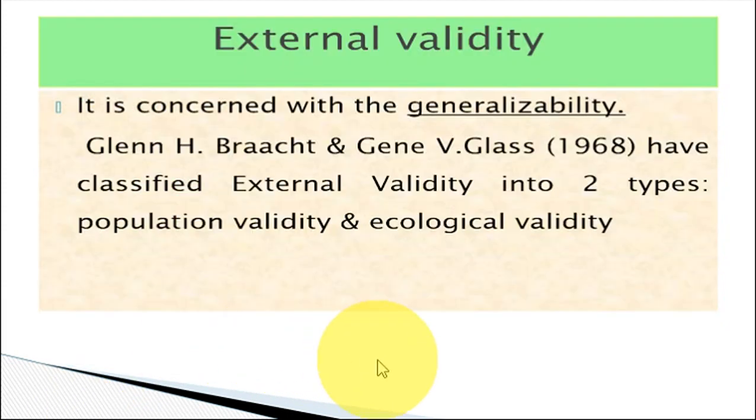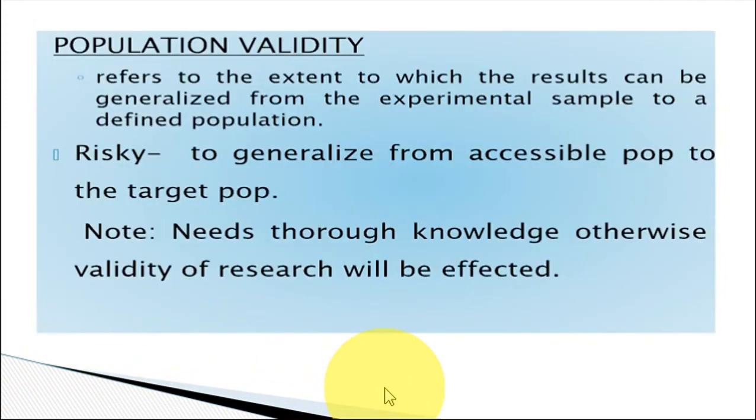Now, not only the outcome of the experimental research, how we generalize is also very important. External validity is concerned with the generalizability of the experiment. Bracht and Glass in 1968 mentioned that when we generalize, we have to be very careful of population validity and ecological validity. Otherwise, it will affect the external validity of experimental research.